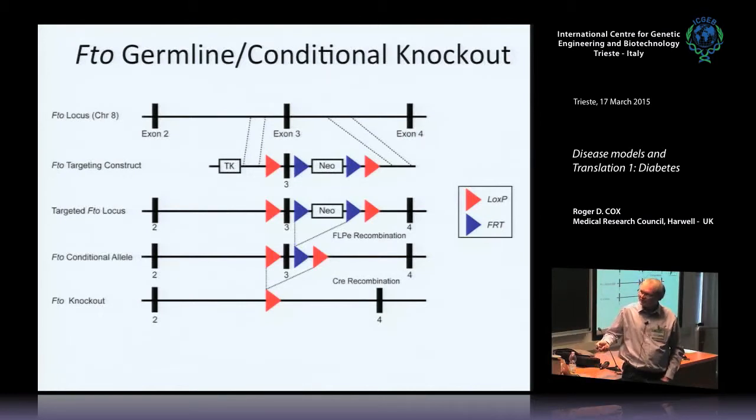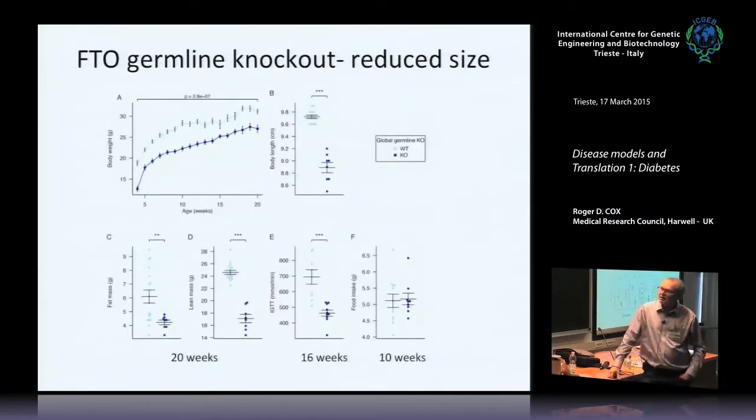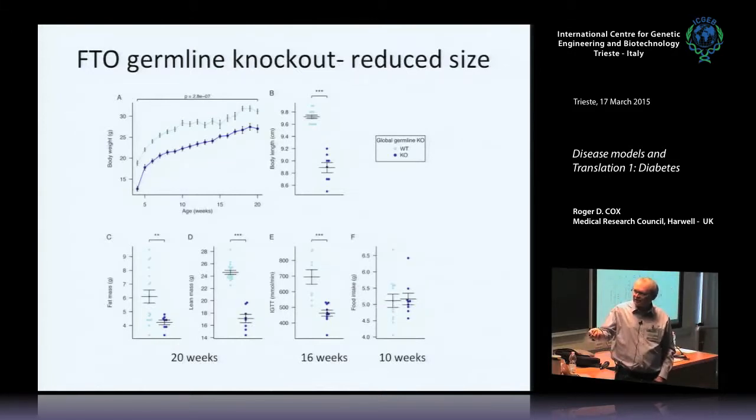The mice I'm going to show you look like this. They don't have exon 3. Our germline knockout had reduced size, so they were shorter, and reduced body weight. You can see in the blue line, hopefully this is not too faint. The heavy blue line is the knockout, and the wild-type littermates are in the lighter blue. So you can see they have reduced body weight. They had reduced fat mass, as you can see here. Lean mass was also reduced. They had improved glucose tolerance, but we saw no effect on food intake.